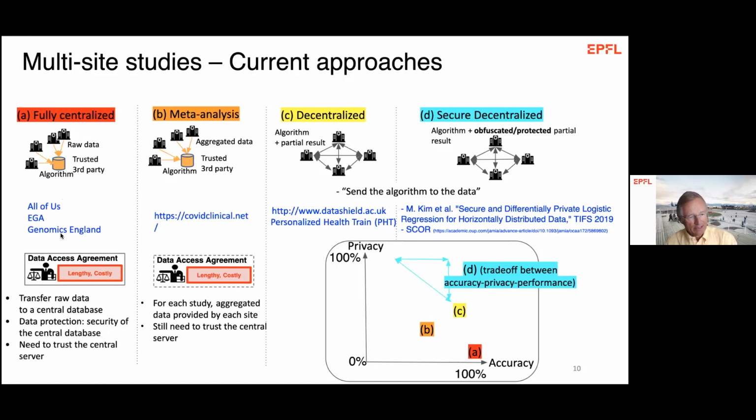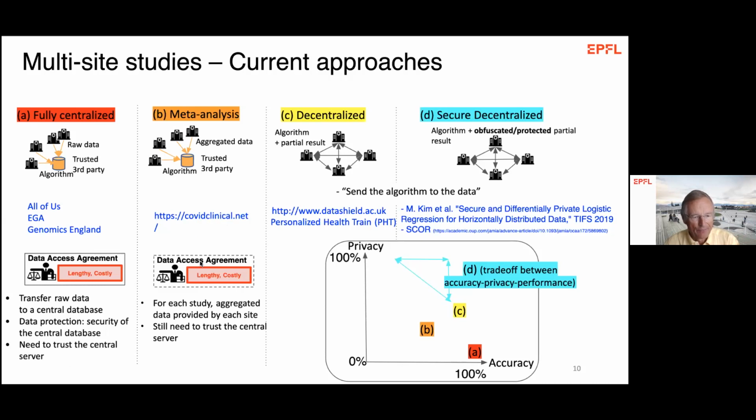But of course, this means transferring the raw data to a central database, having a central point of failure, and so on. So this is considered to be something that can work in some cases, but clearly is not a sustainable solution. The other solution is, okay, let's do meta-analysis. Let each institution provide only aggregated data, so it does some processing locally, and then there is an algorithm that is going to be operated by a trusted third party. For example, covidclinical.net is a project that works based on this principle.